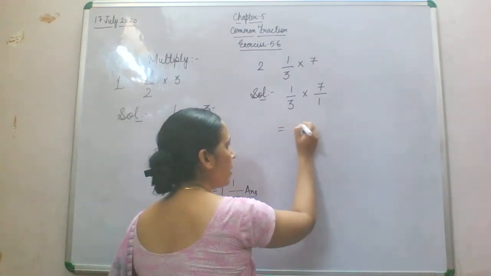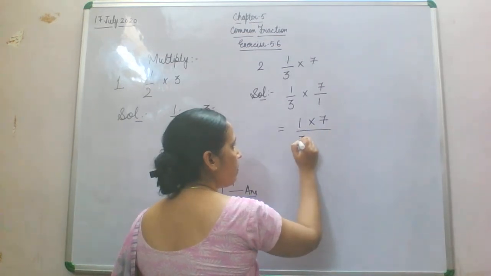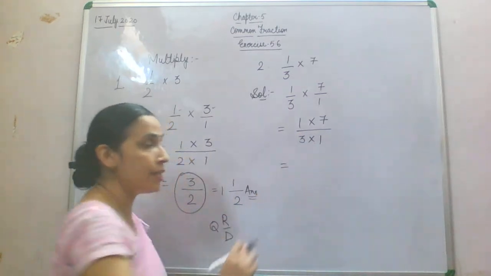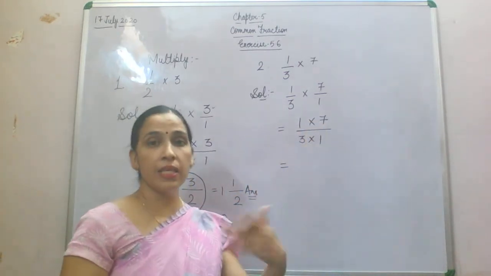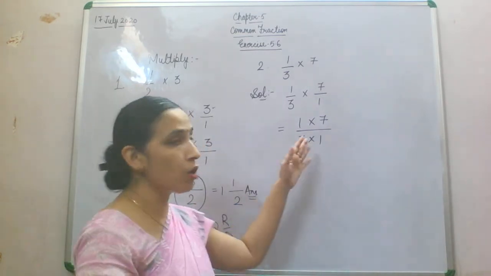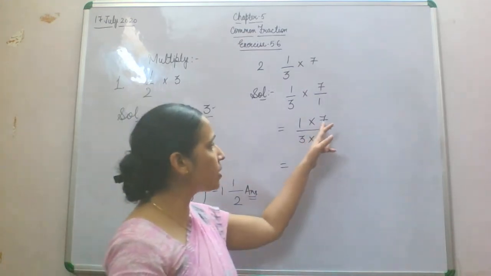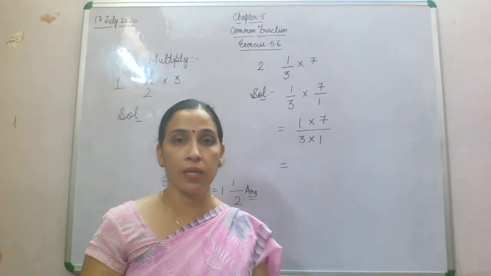So let's do the multiplication here. 1 will be multiplied by 7. 3 will be multiplied by 1. Now if we find anything which comes in the common table, that we will see in another question. If you find anything which is common here, or which comes in a common table, then we can cancel those numbers from here. Numerator will cancel with the denominator.